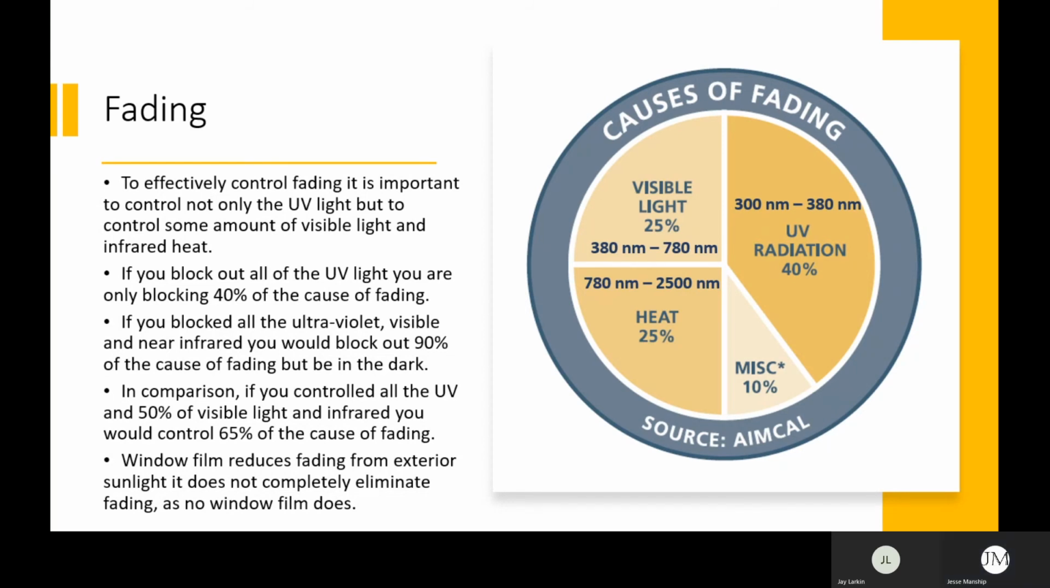If you blocked out all of the ultraviolet light, all of the visible, and all of the near infrared, you would only block out 90% of the cause of fading, and you'd be in the dark. In comparison, if you controlled all of the UV and 50% of the visible and 50% of the infrared, you would block 65% of the cause of fading.